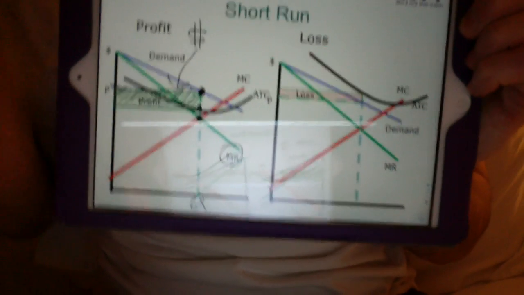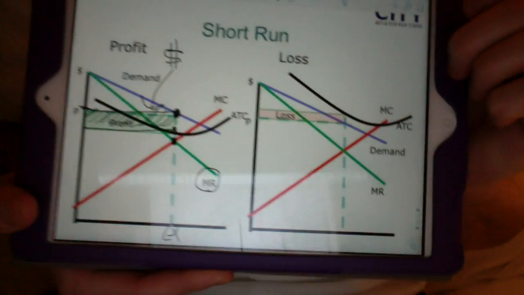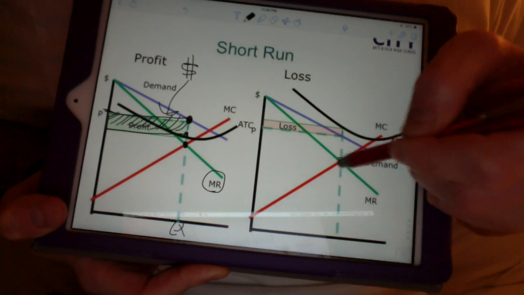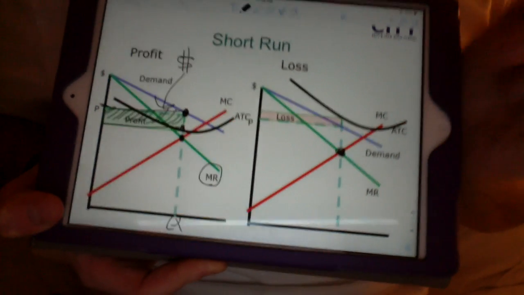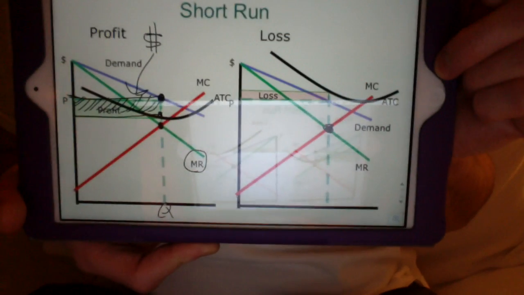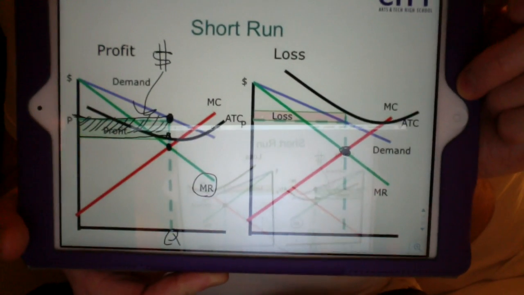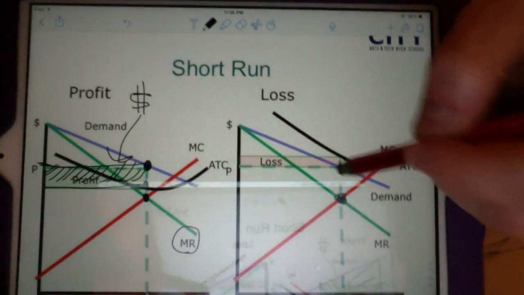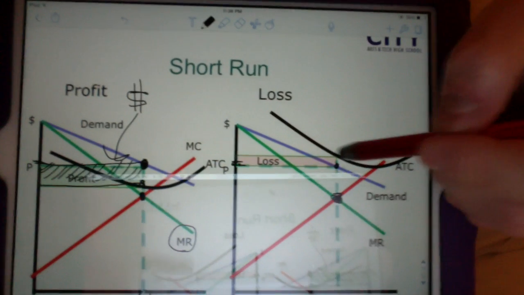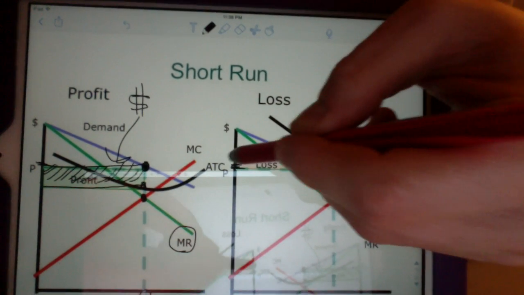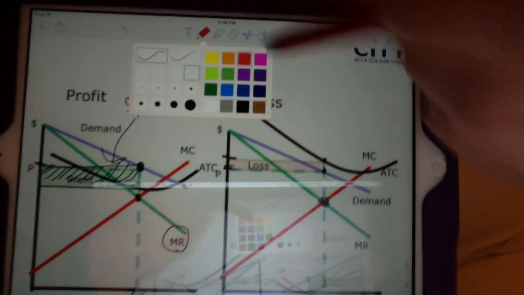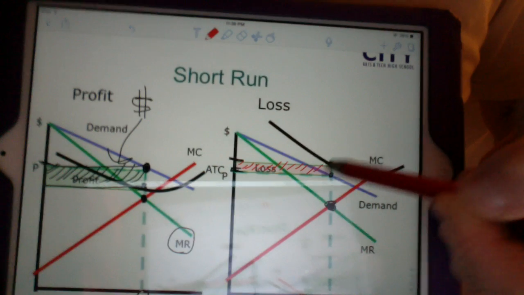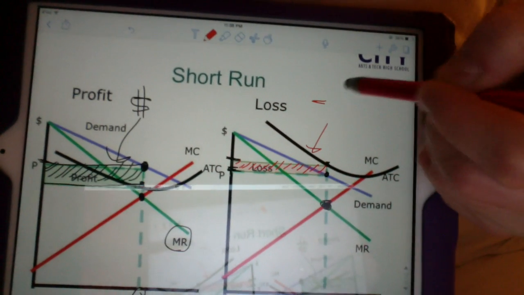Over here on the right side, now we have a loss. The opposite is happening. Again, we sell until marginal revenue equals marginal cost. That's where we maximize profits. But here maximizing profits means we're still losing money. Why is this? It is because here is your price right there. Here is your average total cost right there. Average total costs are higher than price. That means you're going to lose that money. That right there is negative dollars.